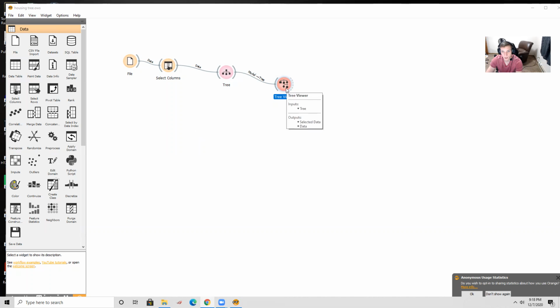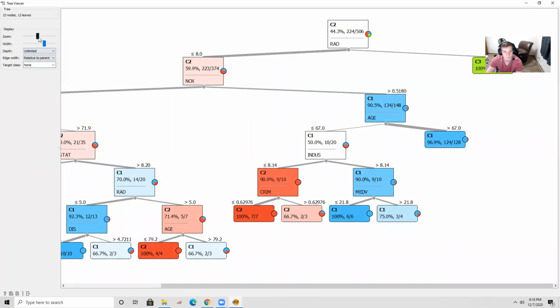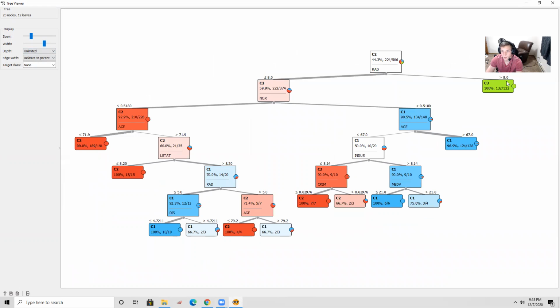Basically, I just followed what you did in the video for the most part for this one. So we'll check out our tree here and zoom out. We can see that cluster 2 holds the majority, the most values out of all the clusters. And the determining factor, like we talked about in the video, was the radial distance from the highway. We can see here 224 out of 506 entries belong to C2.